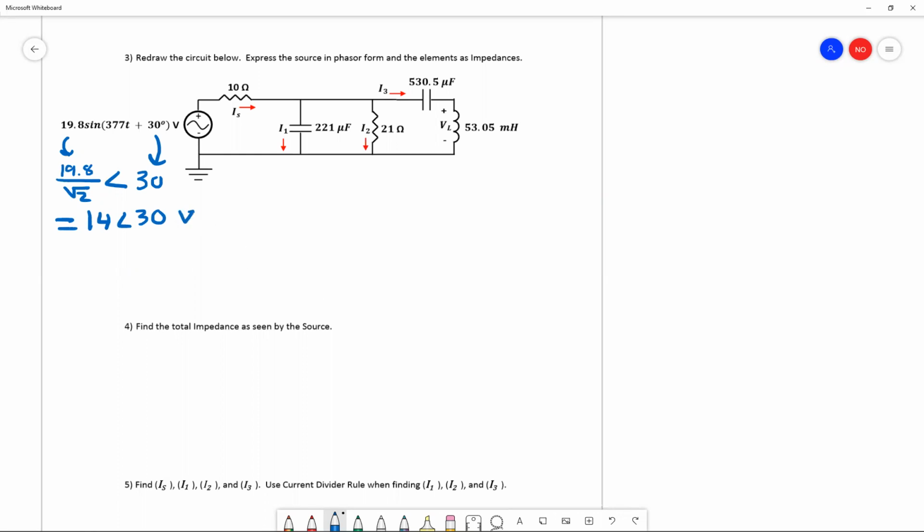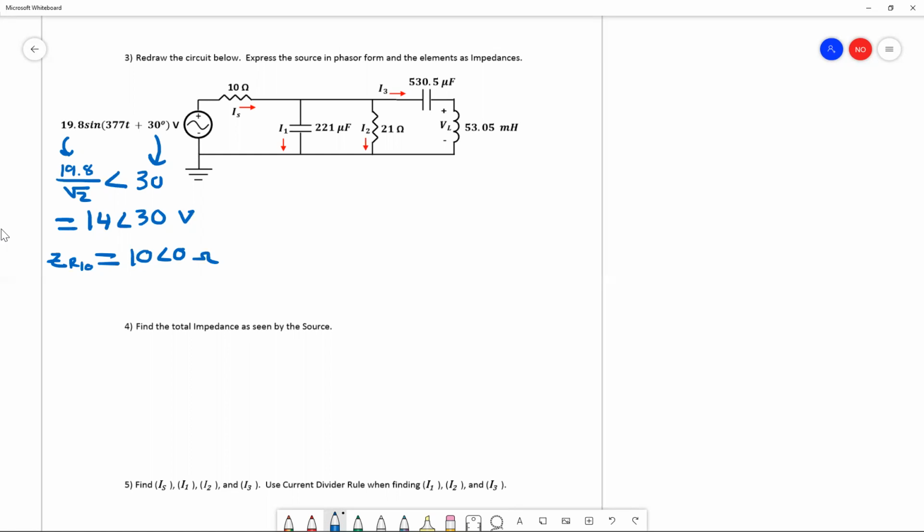Volts. So the next one we'll do is the resistor right here. So the top resistor, the R10, is just going to be 10 at an angle of 0. Remember, resistors do not have an angle. You don't really even need to put the 0 there, but just in case it helps, we'll do that for now. And that's in ohms.